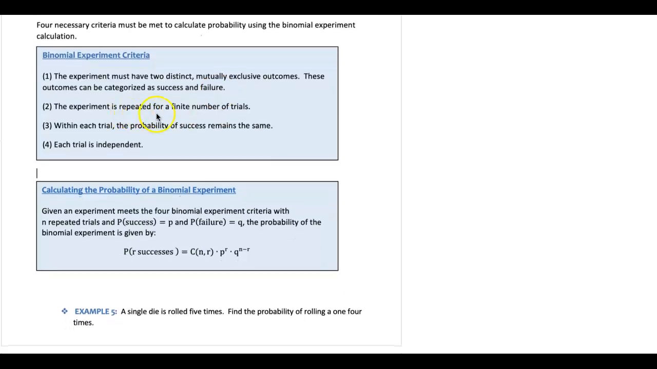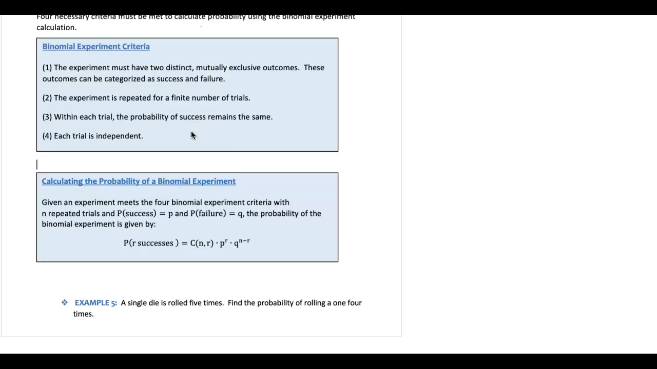The experiment is repeated a finite number of trials. Each trial, the probability of success remains the same, and each trial is independent of the other trials. So with criteria 3 and 4, it was important that we had replacement of the marble back into the bag to make sure that the probability of choosing 1 marble didn't affect the others, and that the probability of blue remained 5/8 throughout the problem.